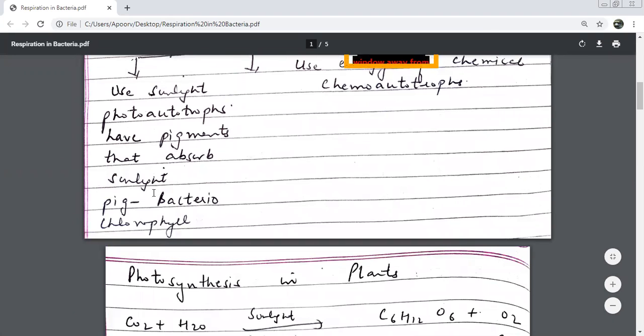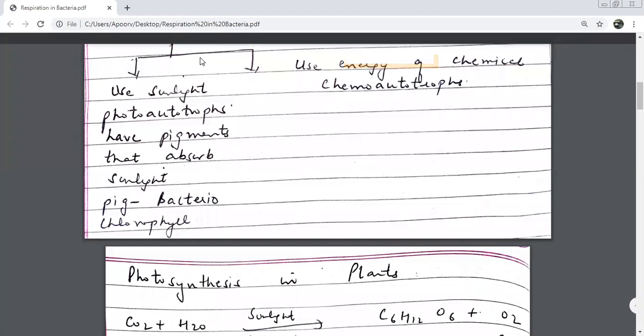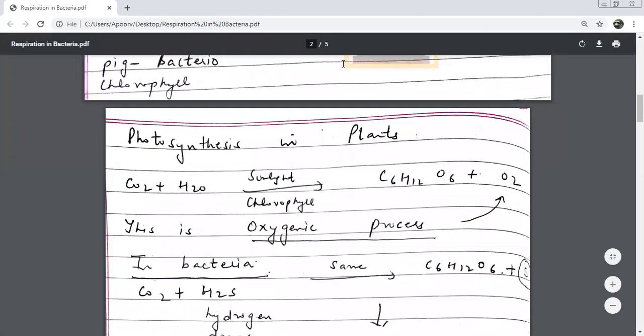Bacteria also have a pigment, like green plants have chlorophyll. Mainly, they have two pigments. I'm just talking about one. That is bacteriochlorophyll. It's a little different from the normal chlorophyll in plants. What is this called? This is called bacteriochlorophyll. It is a little different from the chlorophyll we have in plants.